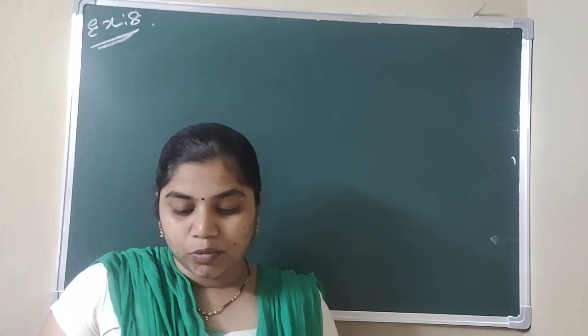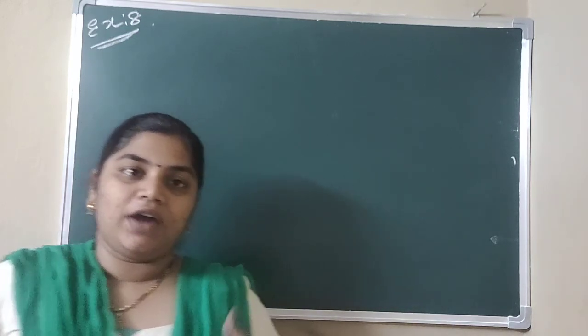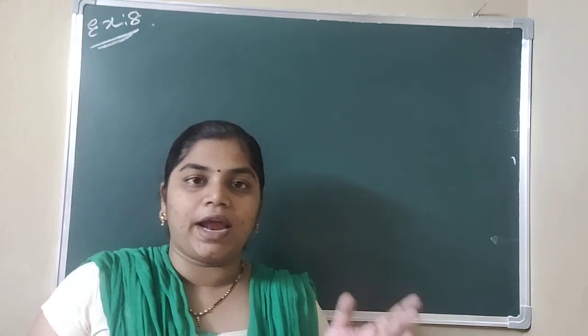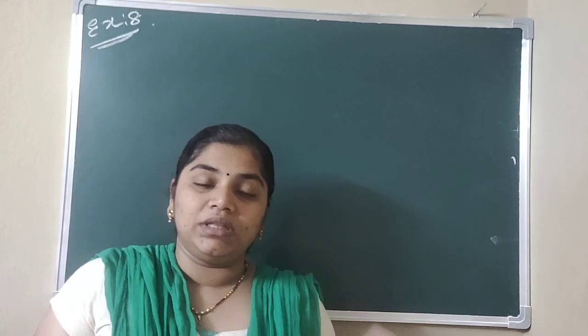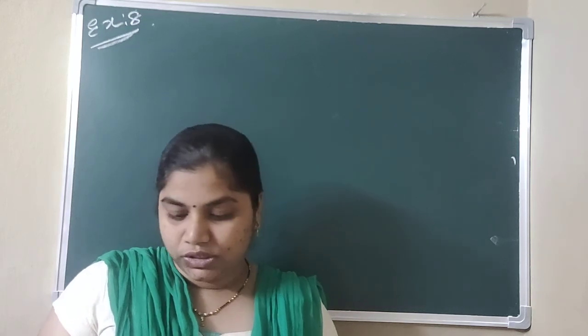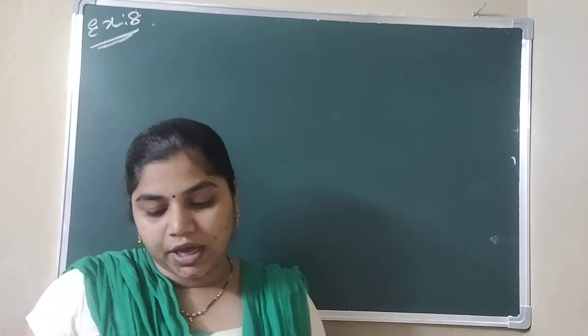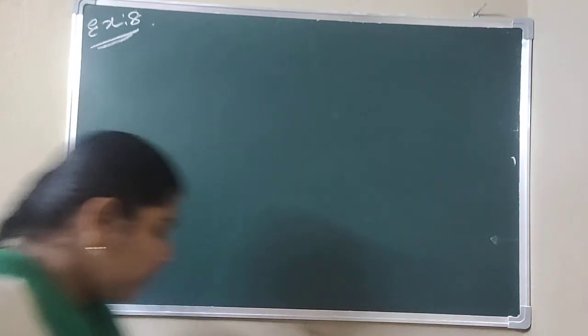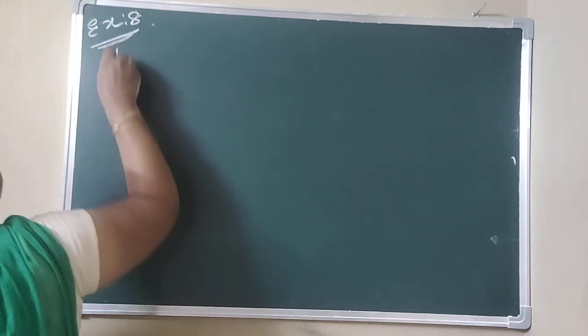After 6 years, the sum of the ages will be 62. After 6 years, if you add both the ages of mother and daughter, it will be equal to 62. So find the present age. What do we have to find? We have to find the present age here. So first we will write the information about present age.